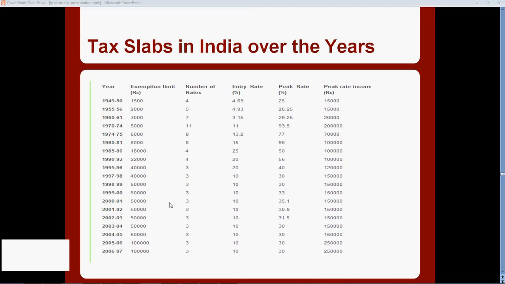Tax slabs in India have changed over the years. In 1949-50, the exemption limit was 1,500, and there were 4 tax rates, where the entry rate was 4.69% and the maximum was 25%. In the year 1970-74, the exemption limit was 5,000, but the number of tax rates was 11. Over a period of time, the tax slabs have come down, and since 1995-96, there have been 3 tax slabs of 10%, 20% and 30%, with the exemption limits and the maximum rate of income tax changing over the years.